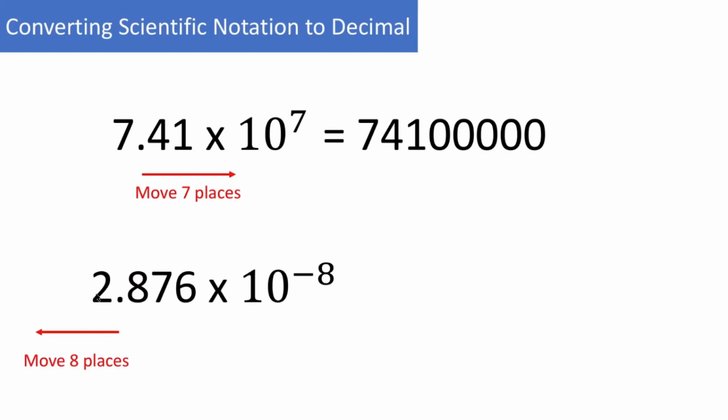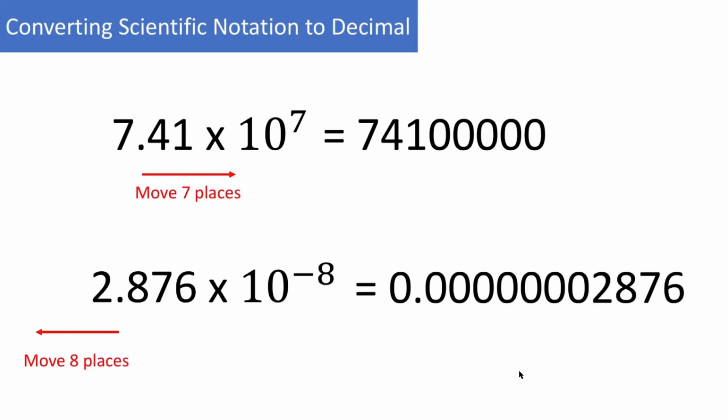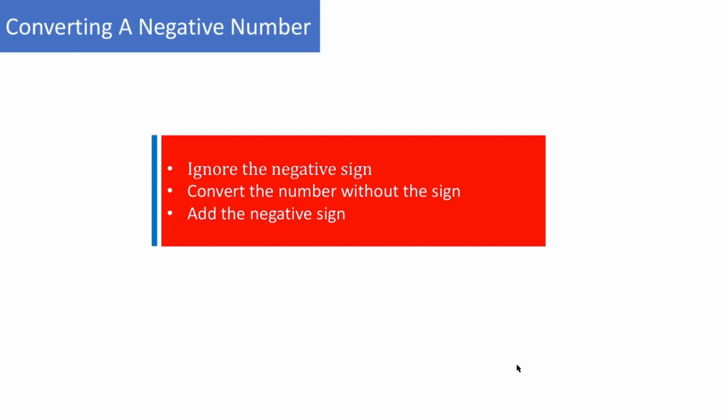And since you have already a 1 here, then you add 7 zeros to the left and you get the answer. If you want to convert a negative number, ignore the sign, convert the number without the sign, and then add the negative sign. Adjusting the exponent, we will see shortly.